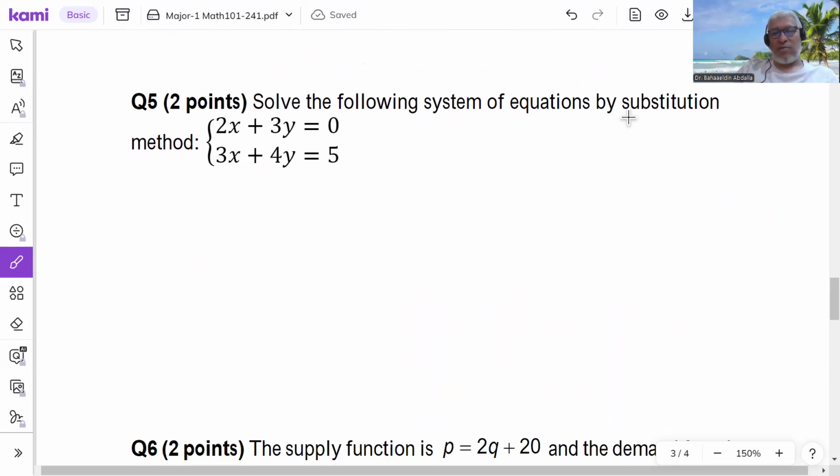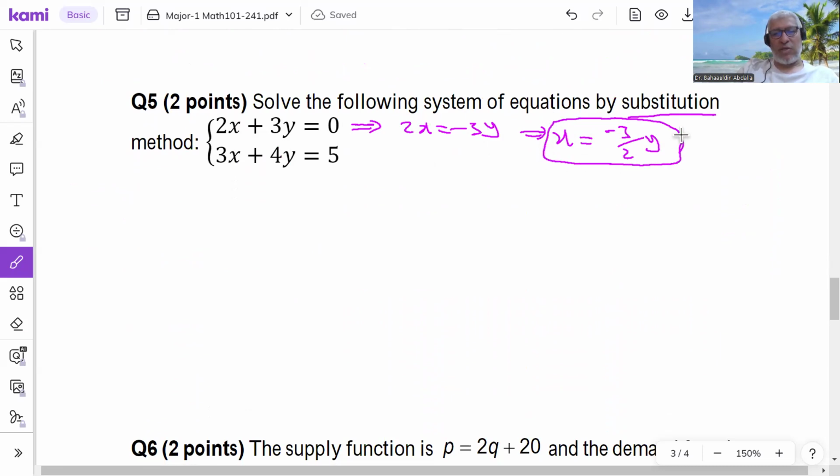Solve the following system by substitution. To solve by substitution, I have to solve one of the equations for one of the variables. So let me start with the first equation and solve it for x, for example. So I'll take negative 3y to the other side. It would be negative 3y. And then x would be negative 3 over 2 y. And this is a relation between x and y. This equation is solved for x.